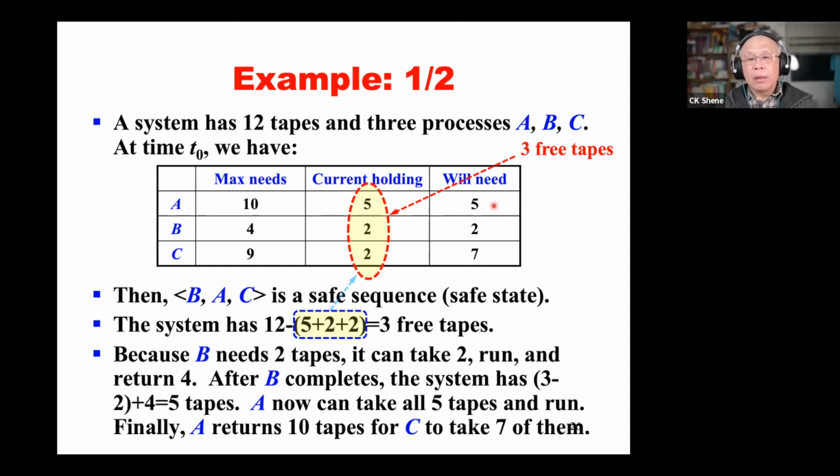So B is done. Now let's scan the list again. A needs 5, so we could run A. After A is done, A would return 10. Then 10 is good enough to run C, because C only needs 7. Therefore, we have constructed a safe sequence: B, followed by A, followed by C.